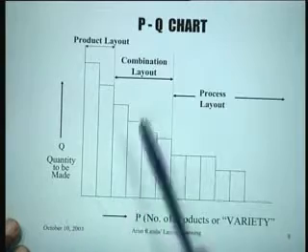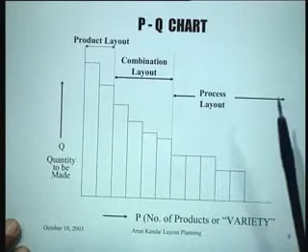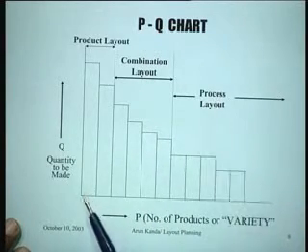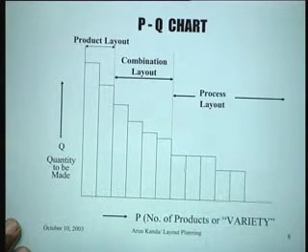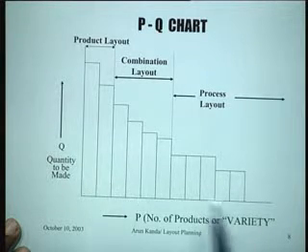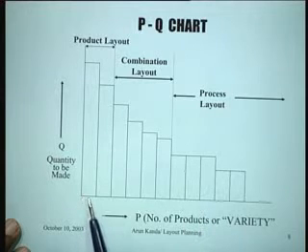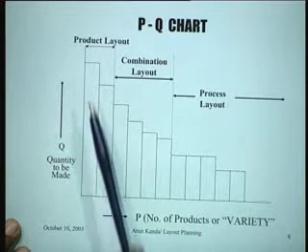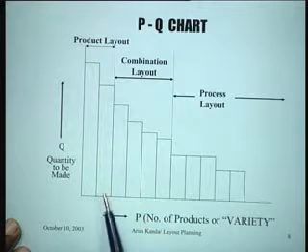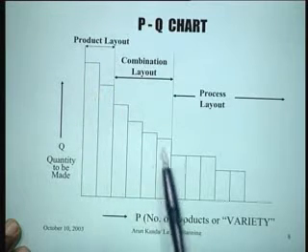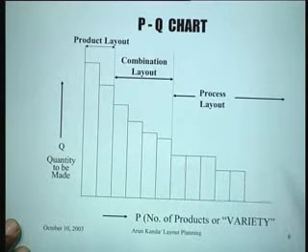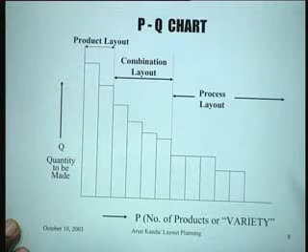Let us look at this chart, which is called a PQ chart. Essentially what we have said is that if you have to make a large number of products, P is the product variety, and we arrange these products in the descending order of the quantity that you need. So the first product is to be made in large quantities, this product is to be made in lesser quantities, and so on. So we have products which are arranged in the descending order of their quantity.